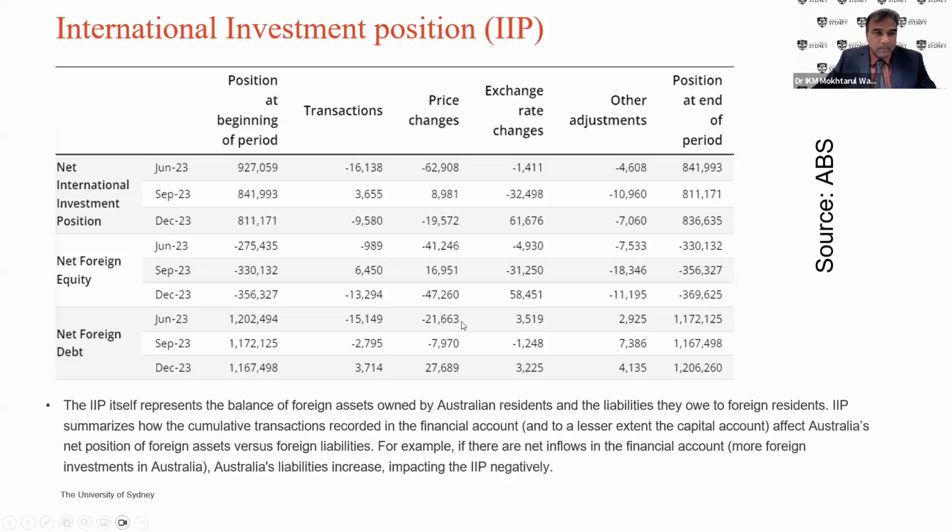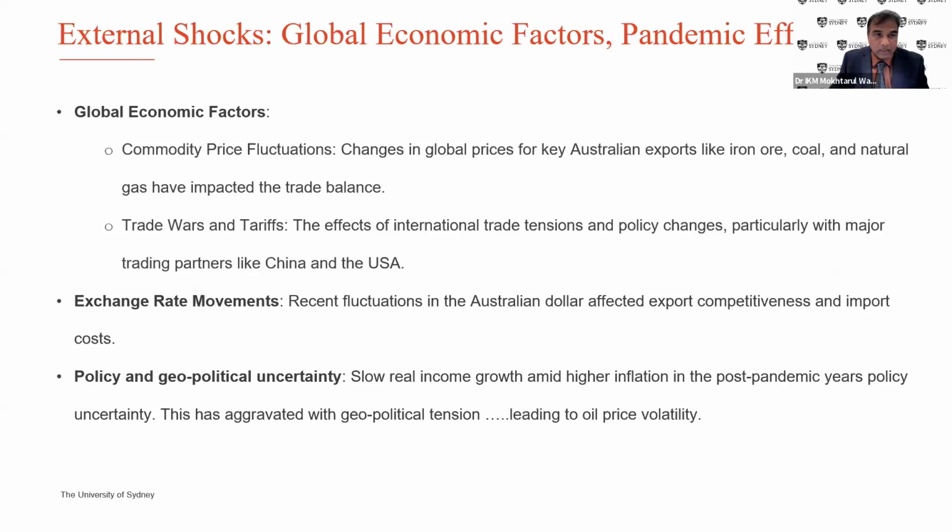So we can see how these are changing, especially we can look at the last column here, position at the end of period. So you can see that in terms of net international investment position, we had some positive figures here. In terms of net foreign equity, we have negative figures. And net foreign debt, we have some positive figures, right? So that shows our international investment position. And the last few points are about external shocks.